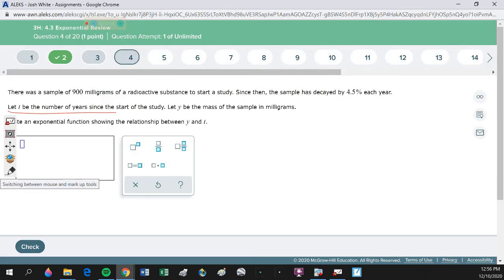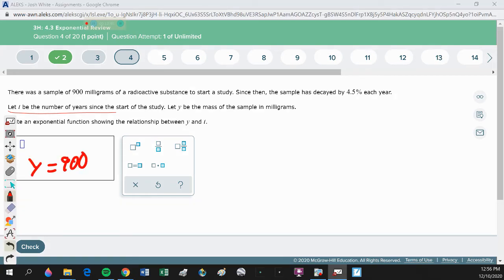Number 4. There was a sample of 900 milligrams of radioactive substance to start a study. Since then, the sample has decayed by 4.5% each year. Write an exponential function representing this. Oh, this one's easy. So it's going to be y equals 900. Are we going up or down? Down. How do we go down 4.5%? So 100 minus 4.5 is 0.955 to the x. Oh, t.